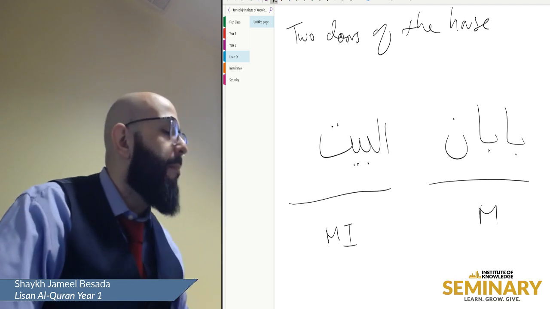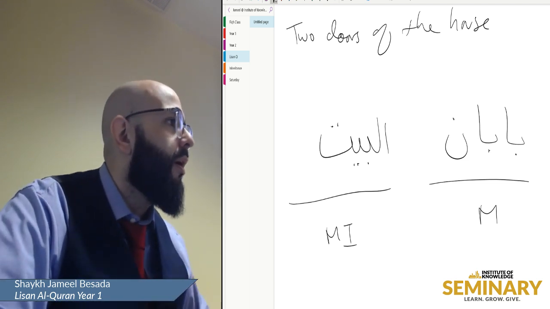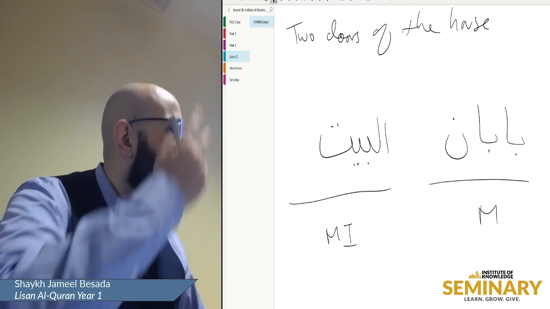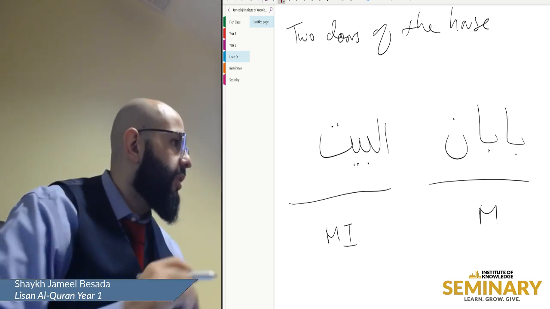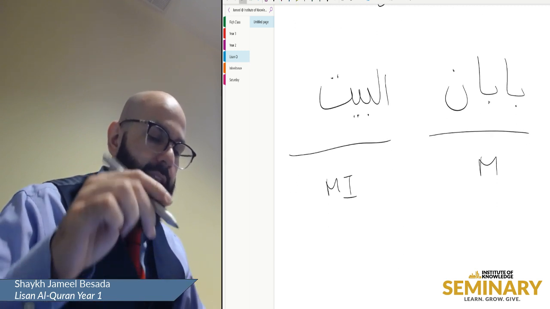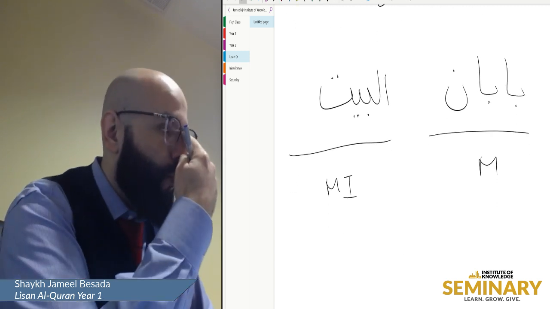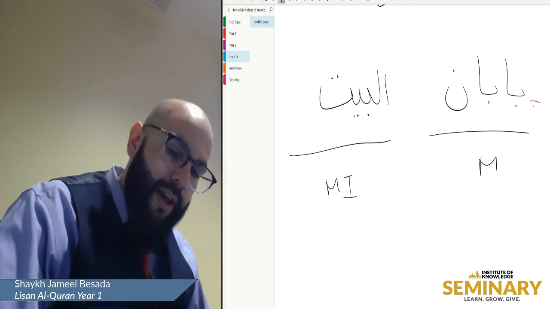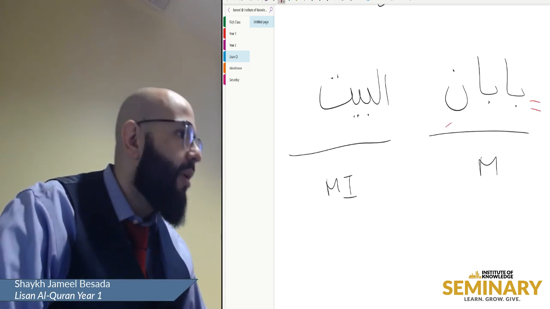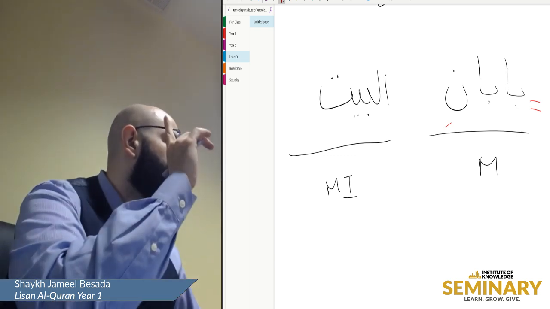Bab is door. Babani is two doors. Now let's apply all of the rules here. We said that the mudaf has two rules: no alif lam, no tanween. Perfect. Babani. It always ends in noon.